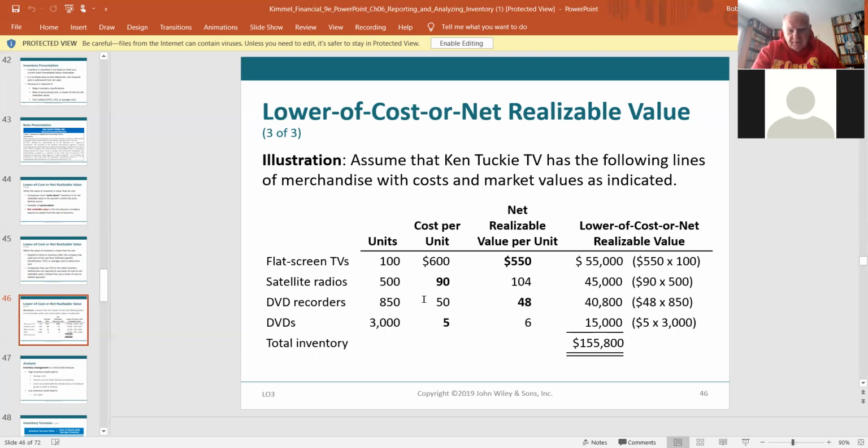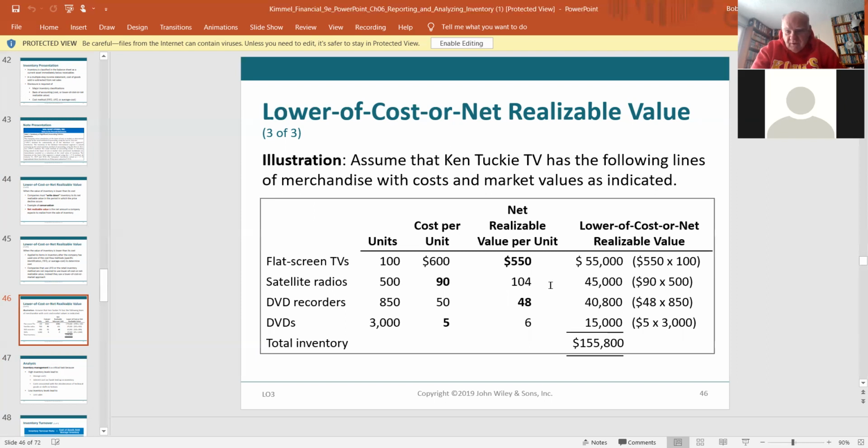Let's look at the radios. We paid 90 for them, and apparently we're still able to sell them for 104. So what's the lower number? The 90. We don't have to do an inventory adjustment. We're just going to take the 90 times 500 to get the 45,000. Lower of cost or market on the DVD recorders: what's lower is the market price. 48 times 850 is 40,800. And here cost is lower. 5 times 3 is 15. You add those down, that becomes your total inventory balance.